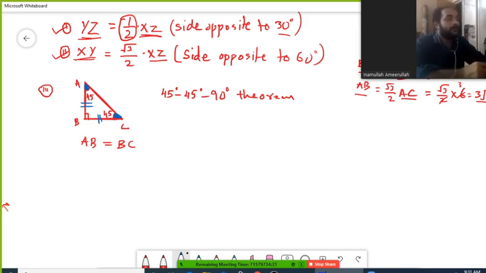Now, ABC is a right angle isosceles triangle where AB is equal to BC, and what this theorem says is that AB and BC should have the same length, that is 1 by root 2 times the hypotenuse, and your hypotenuse is AC. So this is according to the 45-45-90 theorem.